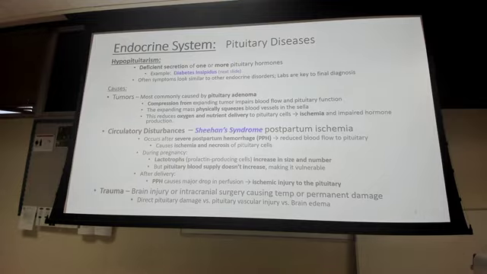All right, so hypopituitarism, so low levels of those pituitary hormones. This is typically due to a deficiency of one or more pituitary hormones. We're only going to talk about diabetes insipidus. We'll talk about that in the next slide.